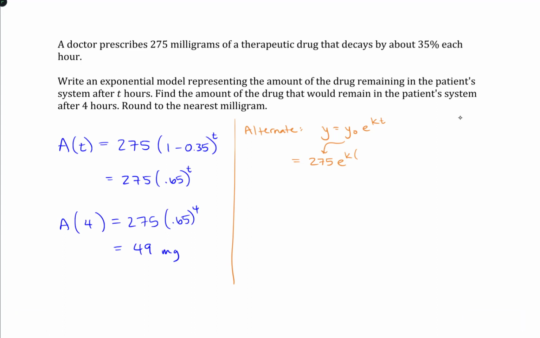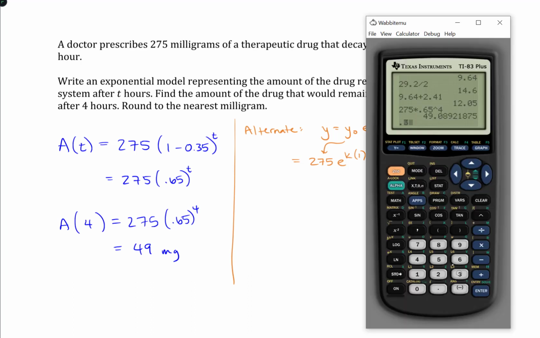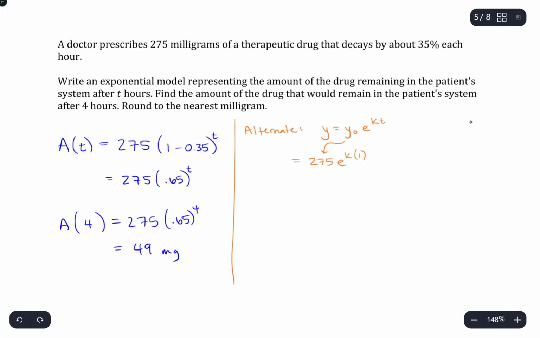It reduces 35% each hour, so let t equal 1. If we reduce by 35%, we would need to do 0.65 times 275, wouldn't we? So then we have 178.75. That would be the output after the first hour. All right, now we have to solve for k.